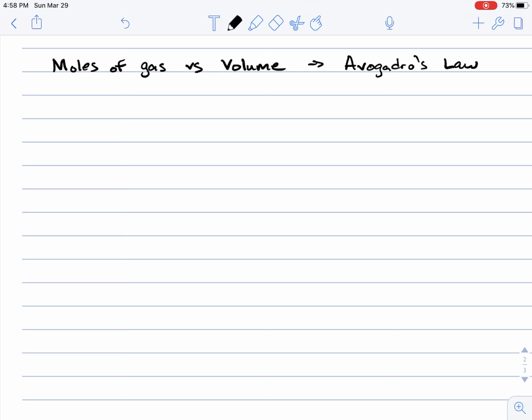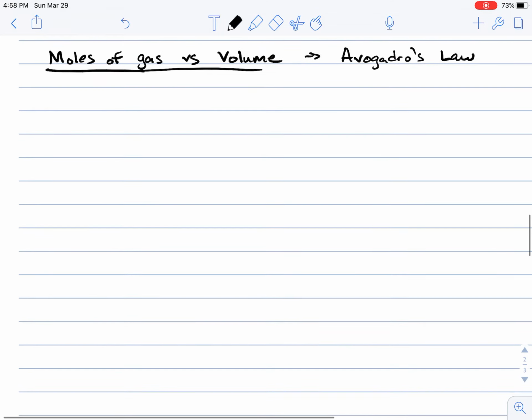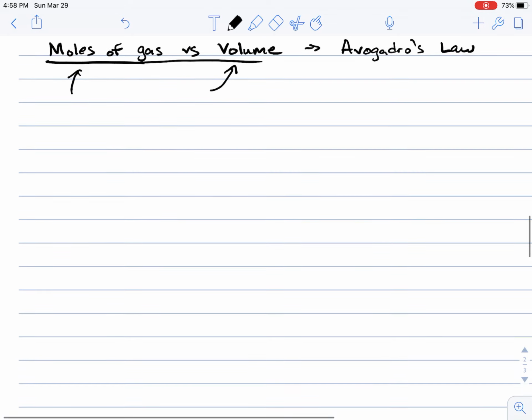So interestingly, this relationship that was observed by Avogadro enabled him to calculate Avogadro's number, which is 6.0221 times 10 to the 23rd power. And so, in regards to the concept of this topic, we're going to see how changes in a mole of gas affects the volume of the gas.